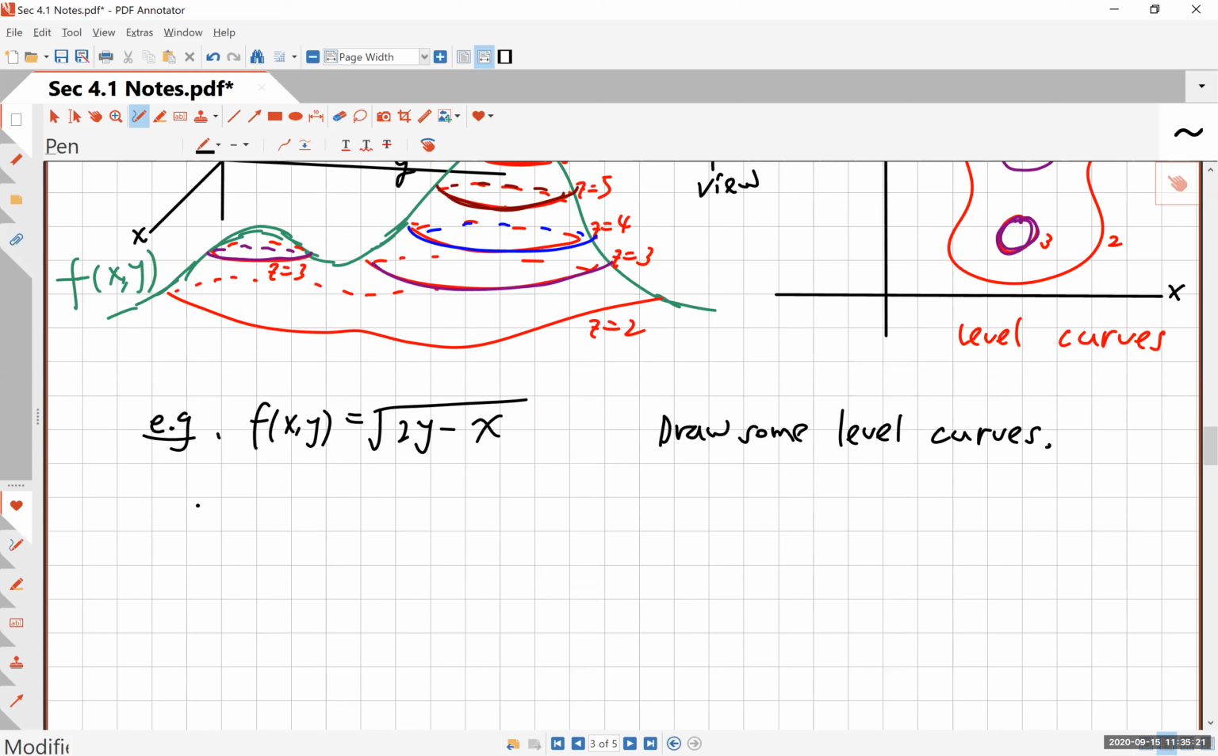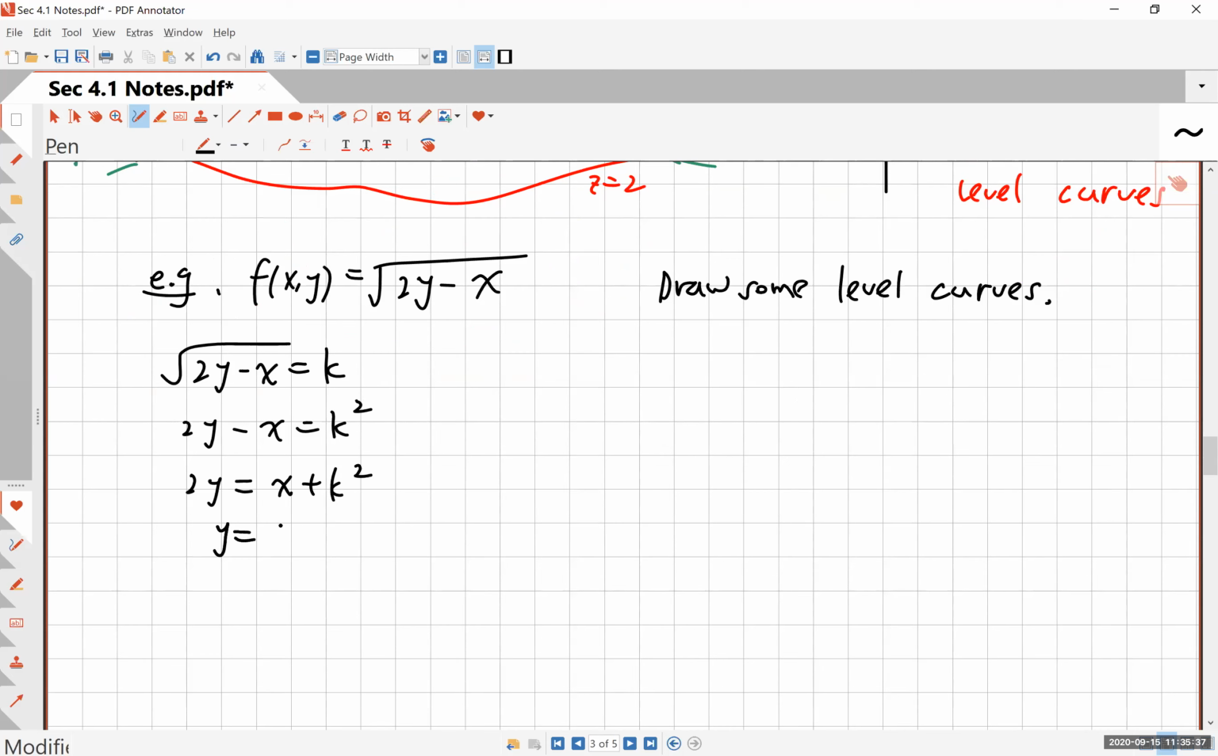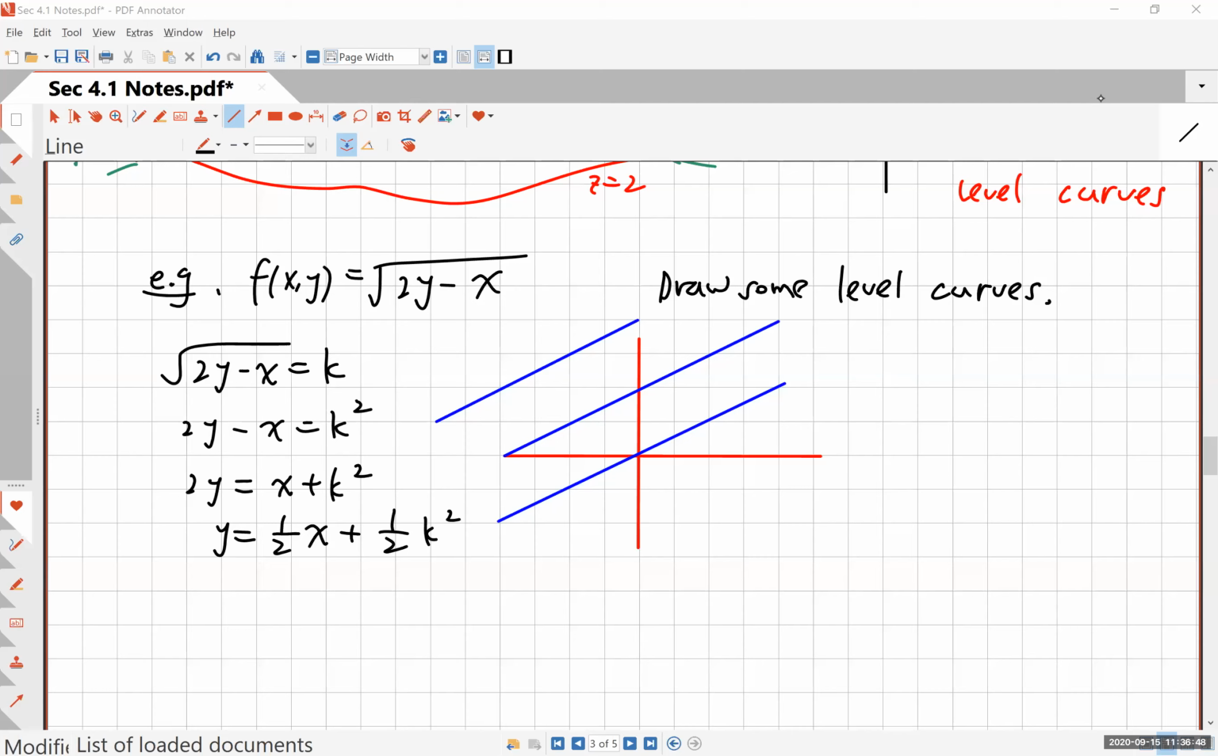Okay, so for this one, let's say the square root of 2y minus x is equal to k. So 2y minus x is equal to k squared. So 2y is equal to x plus k squared. And so y is equal to 1/2 x plus 1/2 k squared, right? I think you can graph these rather easily. In fact, it doesn't take you any time to draw this. See how fast I did this?